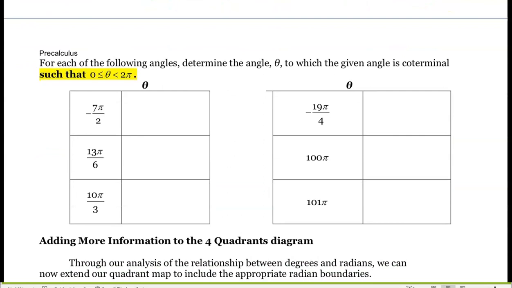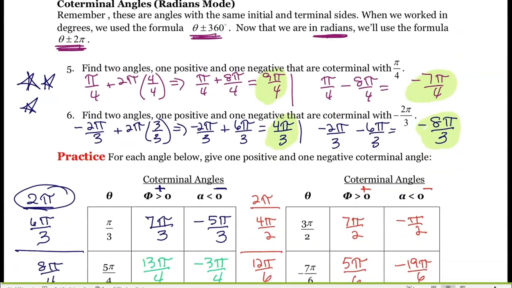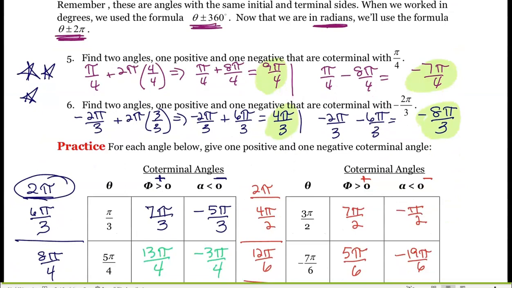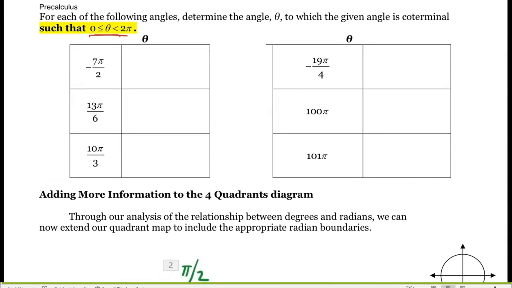Okay, for each of the following angles, determine the angle to which the given angle is coterminal such that we're between here and here. Now, didn't I just do that right here? No, here I had one positive, one negative. Here I just want one angle. And that one angle has to be on my circle. So it has to be between 0 and 2 pi. So let's do the same thing here.